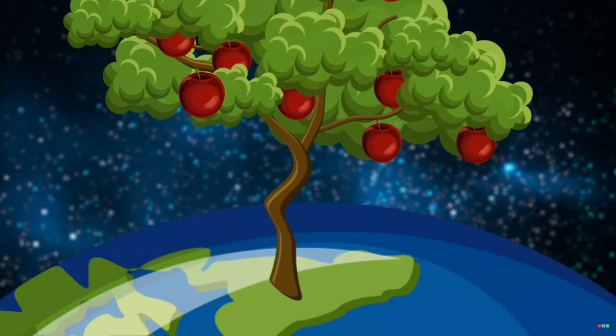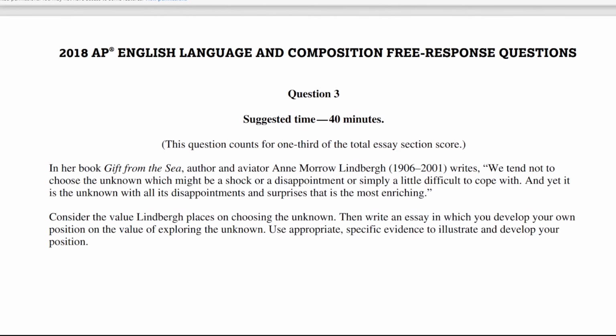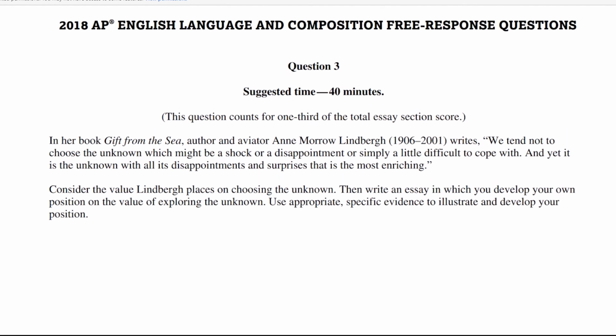Now, is one position more important than the other because of whose perspective it comes from? Not necessarily, but there may be one you gravitate toward more, and you just want to consider this. You should also know that sometimes prompts only offer just one position and perspective. That's okay too. If you'd like an example of a prompt like this, check out the 2018 publicly released AP Lang question 3 about exploring the unknown.